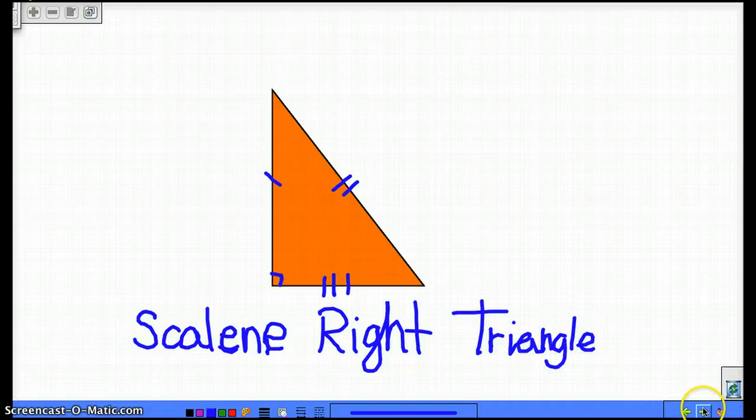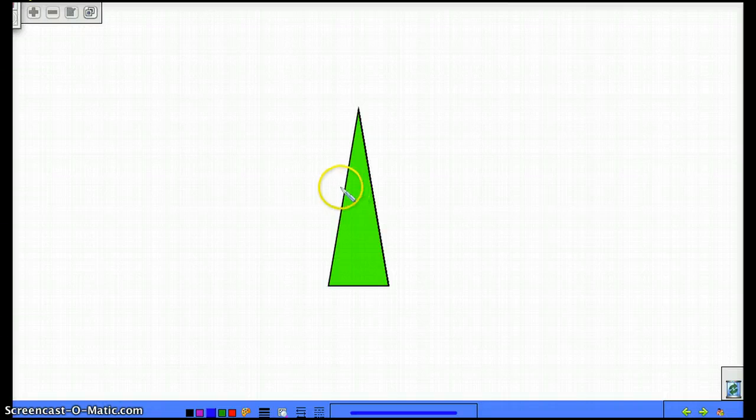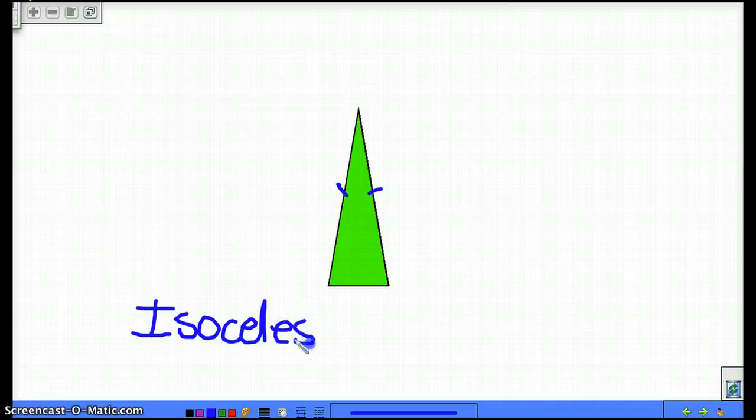Take a look at another one here. This one here, two equal sides, we would call that a what? Isosceles. Do I have a right angle there? No. Do I have an obtuse angle there? No. So this would be called an isosceles acute triangle.